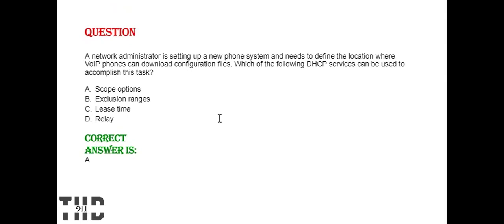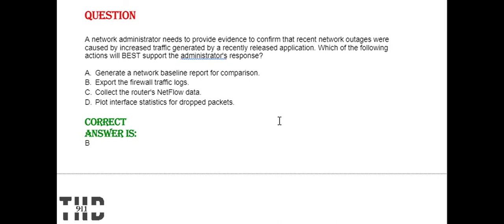A network administrator is setting up a new phone system and needs to define the location where the VoIP phones can download configuration files. Which of the following DHCP services can be used to accomplish this task? Option A, scope option. Option B, exclusion ranges. Option C, lease time. Option D, relay. Option A is correct.